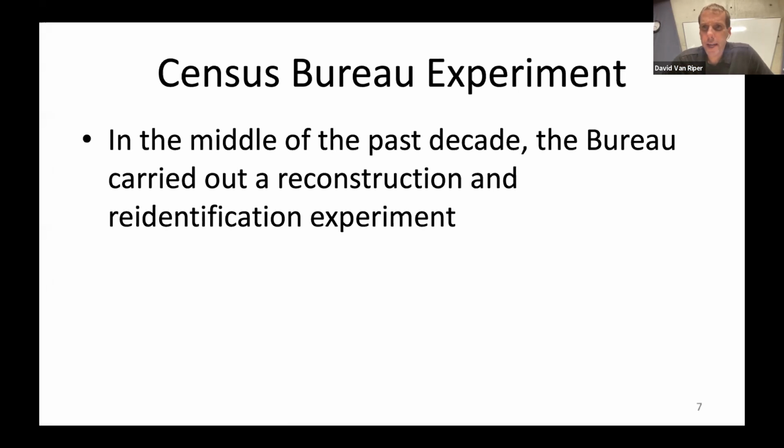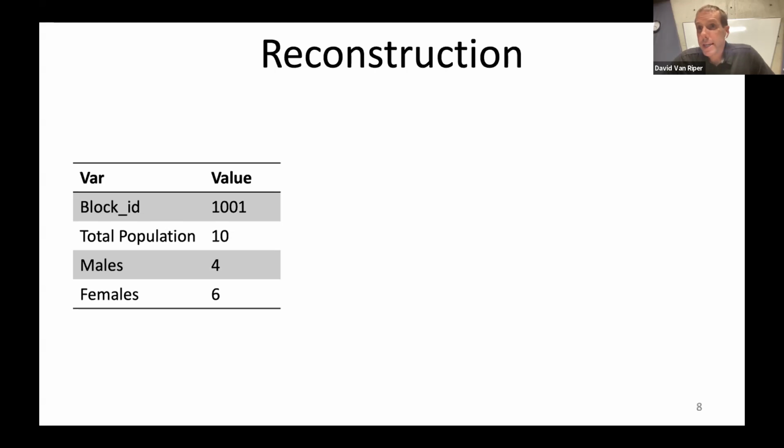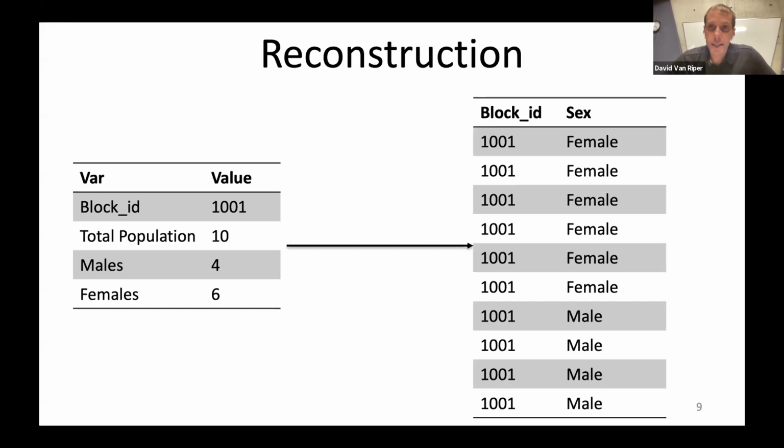A reconstruction and re-identification experiment starts from census block level data or census tract level data. The Bureau started with a set of tables at the block or tract level. Here we have an example of what a table would look like. We have a block ID of 1001. It has 10 people in it. There are 4 males and 6 females. The Bureau took this information and constructed individuals from these counts. So now I have 6 females listed and 4 males listed. I've converted the aggregate counts into individual level records for this particular block.